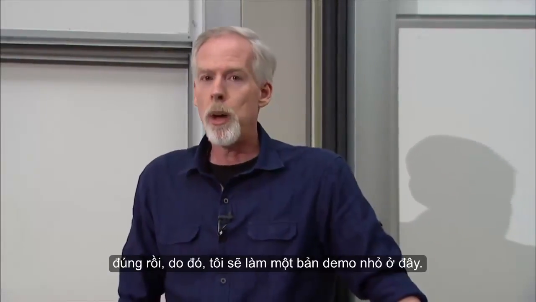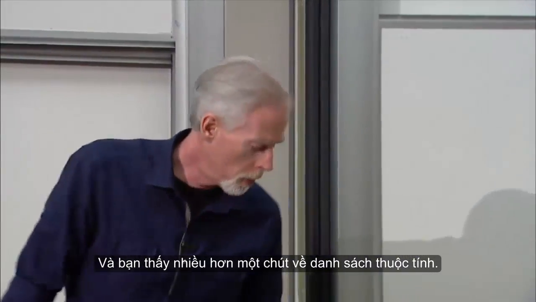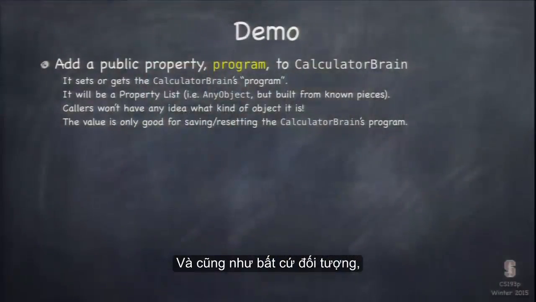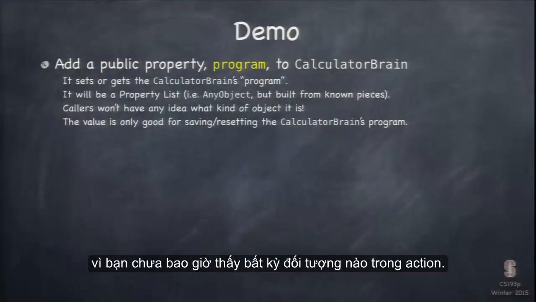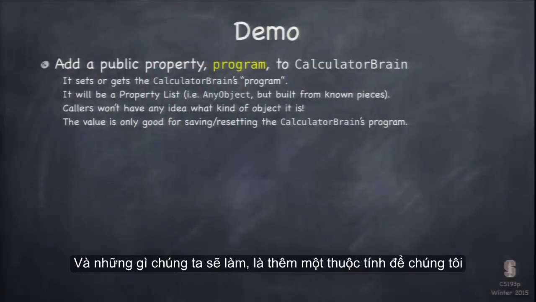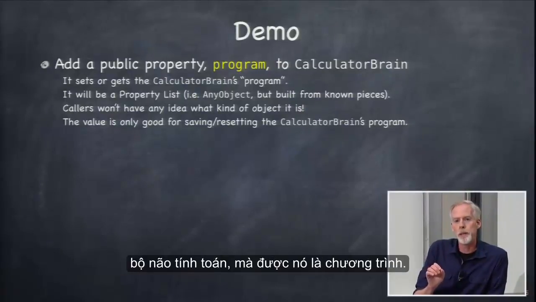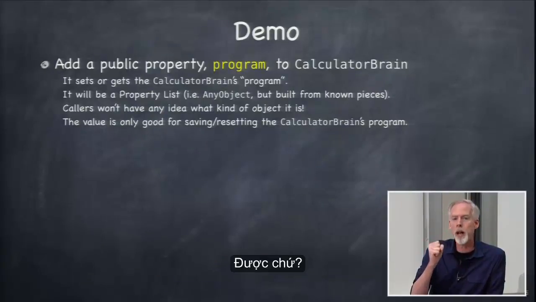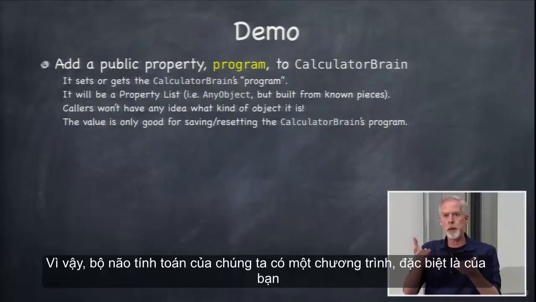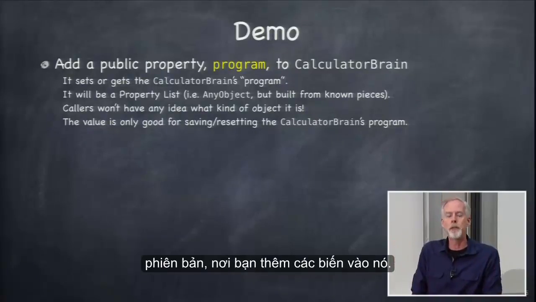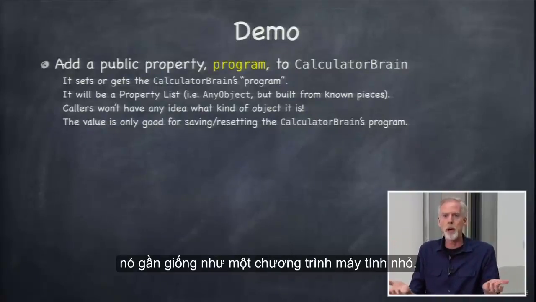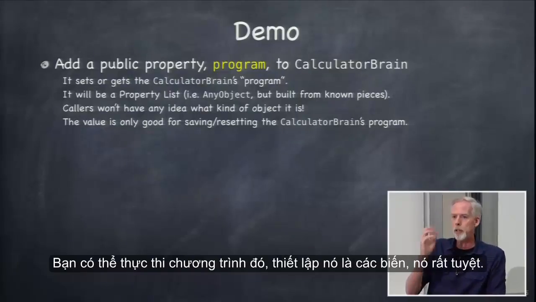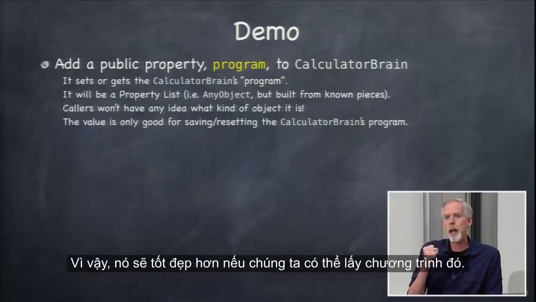All right, so I'm going to do a little demo here, show you a little more about property lists and also AnyObject, because you've never seen AnyObject in action. And what we're going to do is add a property to our calculator brain, which gets its program. Okay? So our calculator brain has a program, especially your versions where you added variables to it. It's almost like a little computer program, and you can execute that program, set its variables. It's great. So it'd be nice if we could get that program.